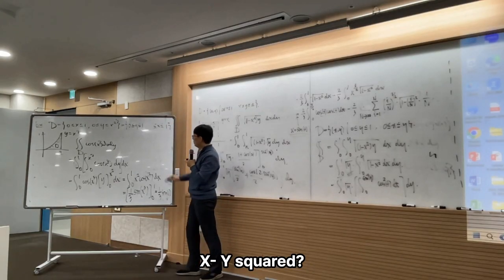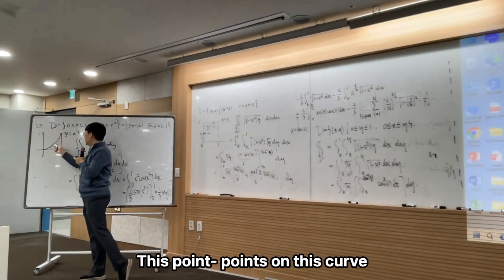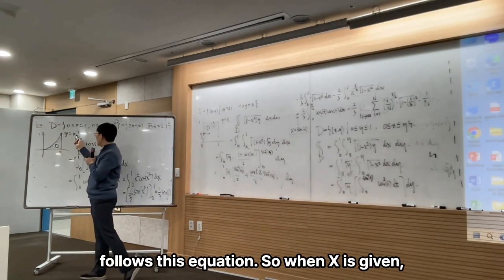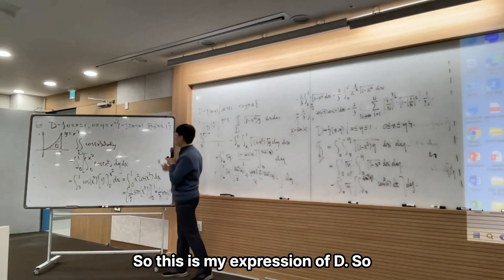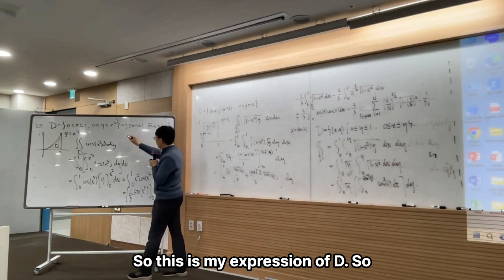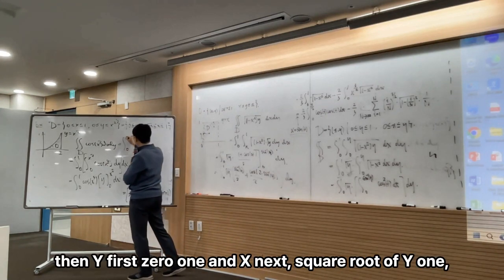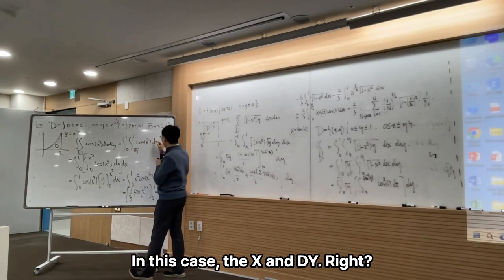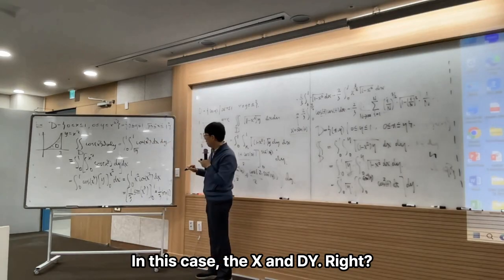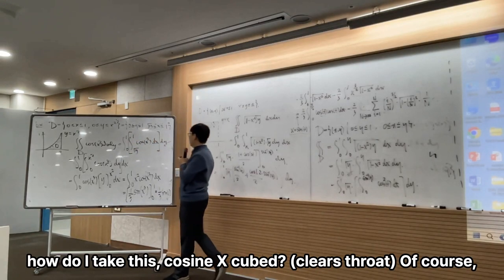What is the minimum? Square root of y, right? Because we want to follow the same curve. The points on this curve follow this equation. So when x is given, y is x squared. So when y is given, x is the square root of y. So this is my expression of D. Then this can be written, if I use this expression, as y first, from 0 to 1, and x next, from square root of y to 1, and then cosine x cubed, in this case, dx and dy. So now the question is, how do I take the integral of cosine x cubed?